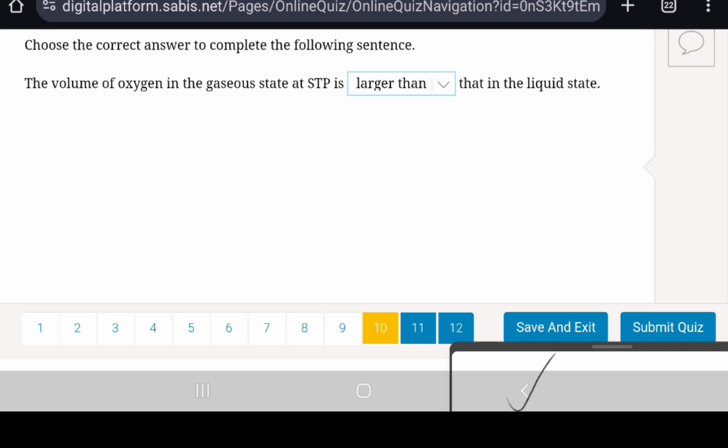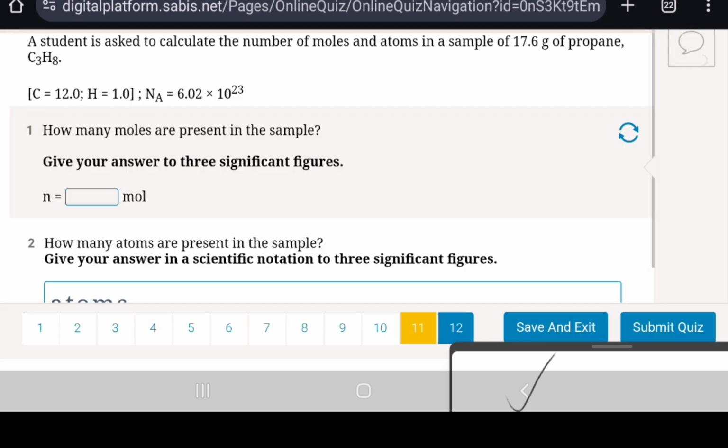For every single gas, the volume of the liquid will be way smaller, which means that the volume of the gas will be larger than the volume of the gas if it was in the liquid state.